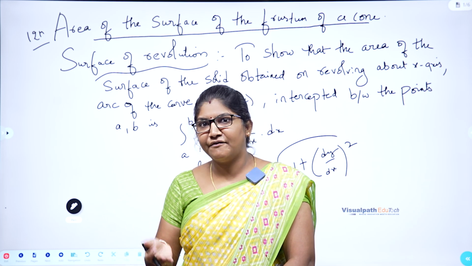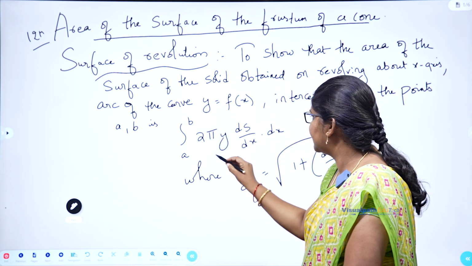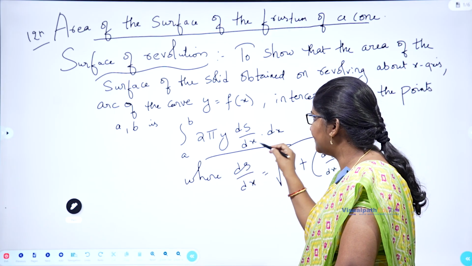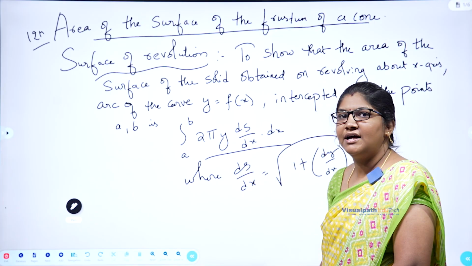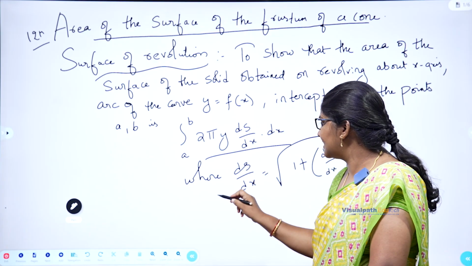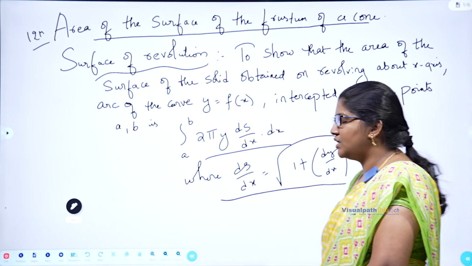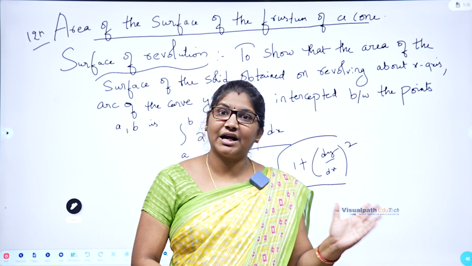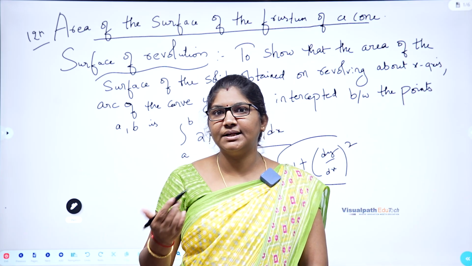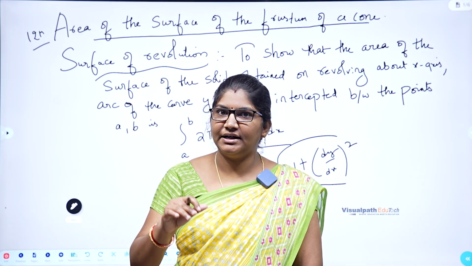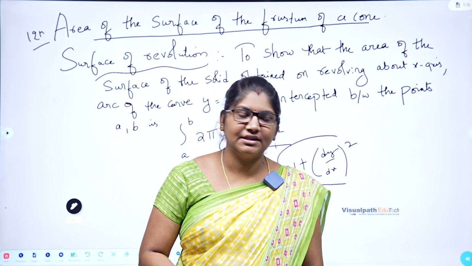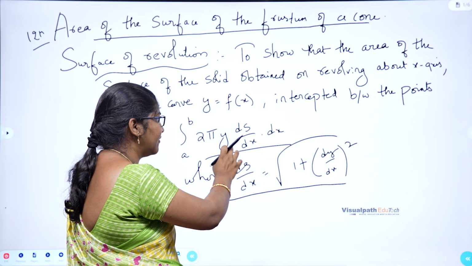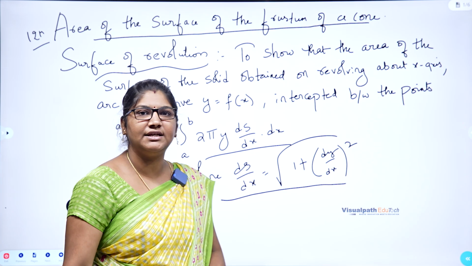Why? Because our formula is like this. See, integral a to b 2 pi y ds by dx into dx, where ds by dx is equal to under root 1 plus dy by dx whole square. This is for the Cartesian equation. If the question is given in terms of x and y, this is the formula: integral a to b 2 pi y ds by dx into dx.